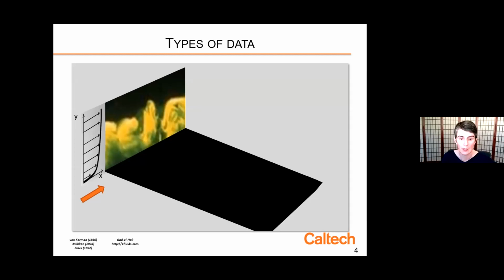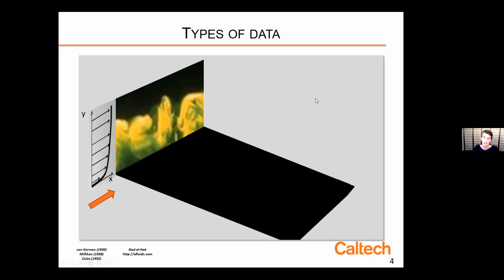So what I want to focus on today is, given all these types of data that I'll run through in a minute, how far can we get with sort of the minimal data input? So here's a schematic of a flow over a flat plate, a turbulent flow.